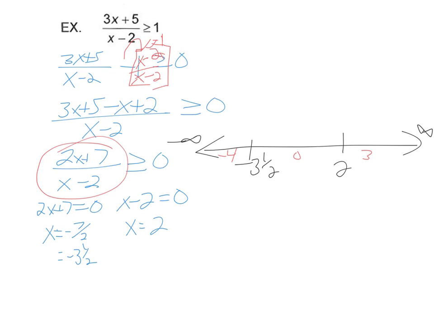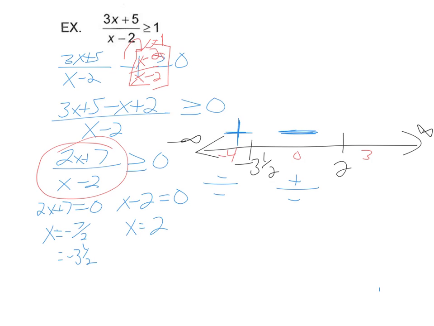If I plug a negative 4 in for x in 2x plus 7, I end up with a negative value divided by a negative 4 in the bottom. Negative 4 minus 2 is also negative, and a negative divided by negative is a positive. Plugging in a 0 for the top, 2 times 0 plus 7 would be positive. On the bottom, 0 minus 2 would be negative. A positive divided by negative is a negative.